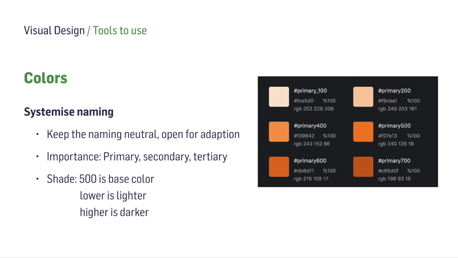What we do at In The Pocket is basically we name shades towards a certain value. And we always start with 500 as the base color. Like you see here, primary 500 is the base color of Colruyt. Lighter tones go lower in value, and darker tones go higher in value. So this means that if I have a primary 400 or a primary 500, I know by heart that the 400 is lighter than the 500.